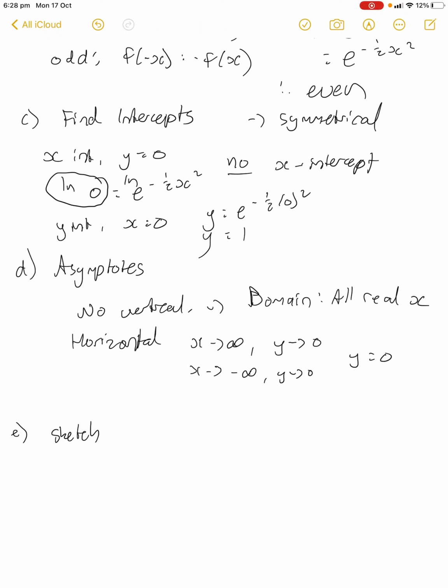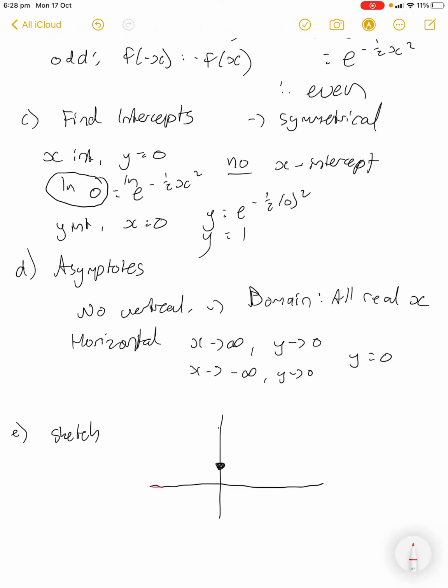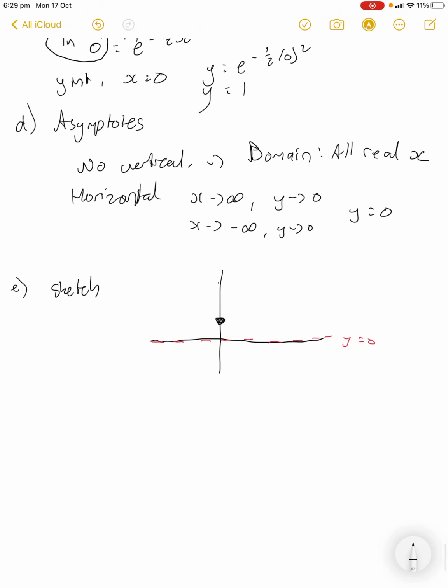And now we're going to sketch. We've got my graph here. We know we have a y-intercept there. We know my graph is going to be symmetrical. We know we've got an asymptote along the x-axis here at y is equal to 0. We know it's going to be symmetrical because it's an even function.